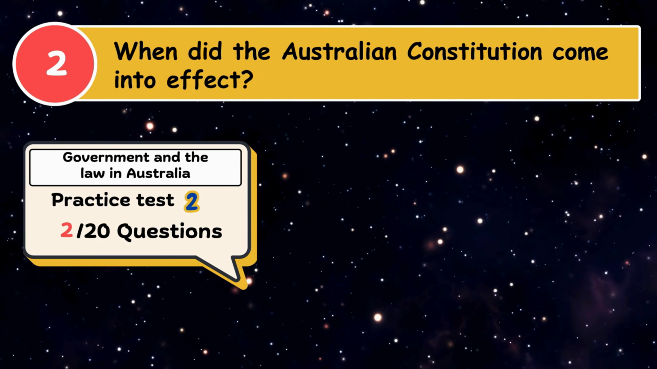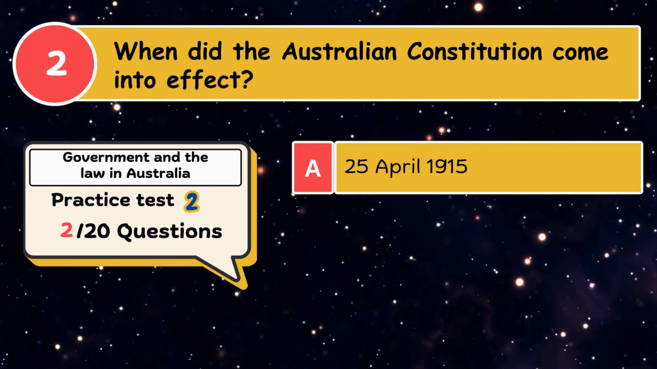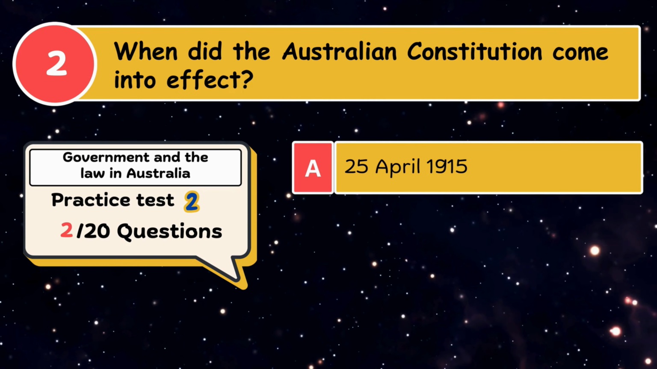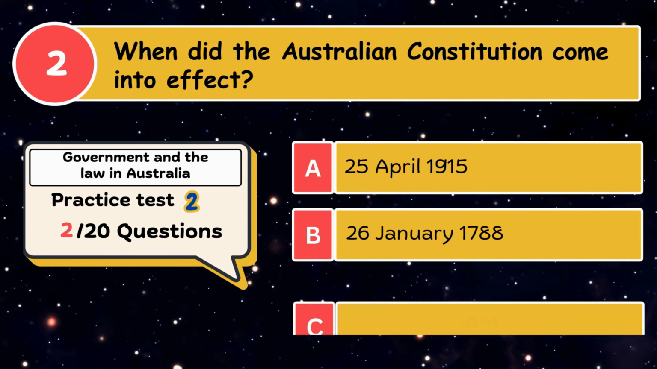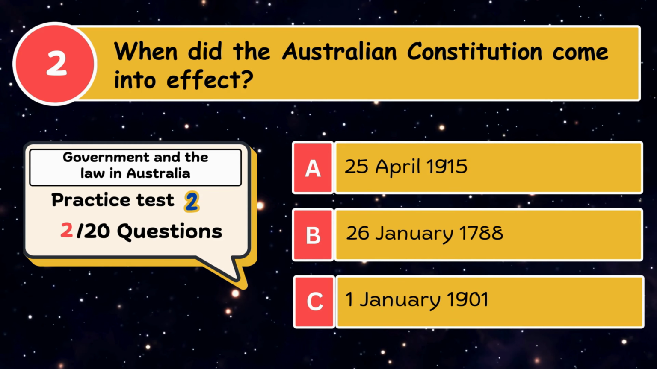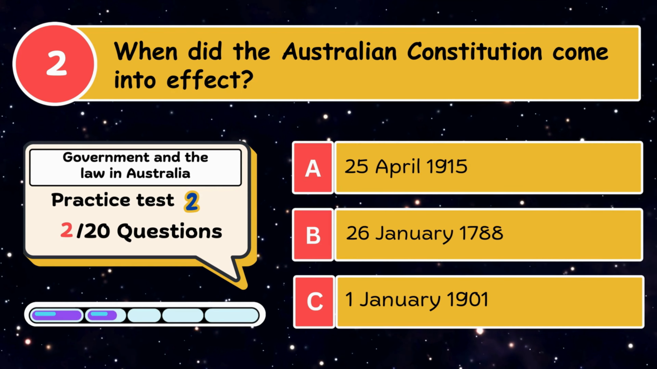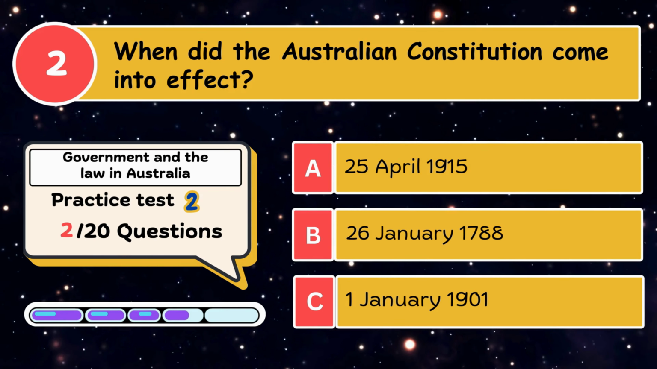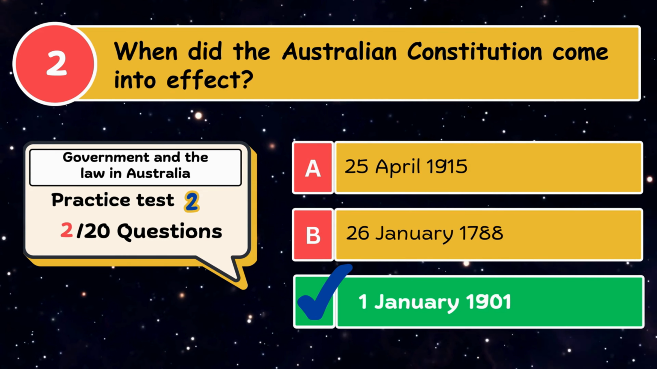When did the Australian Constitution come into effect? A, the 25th of April, 1915. B, the 26th of January, 1788. C, the 1st of January, 1901. The correct answer is the 1st of January, 1901.